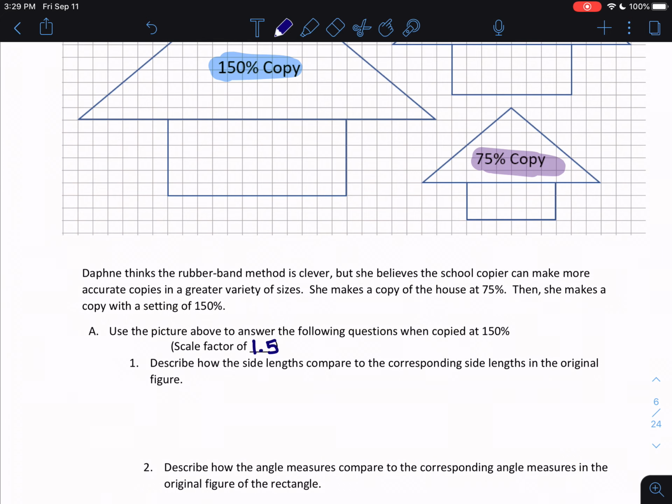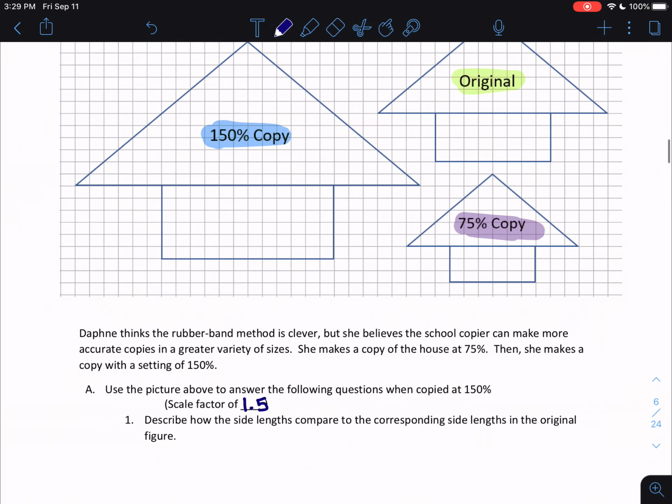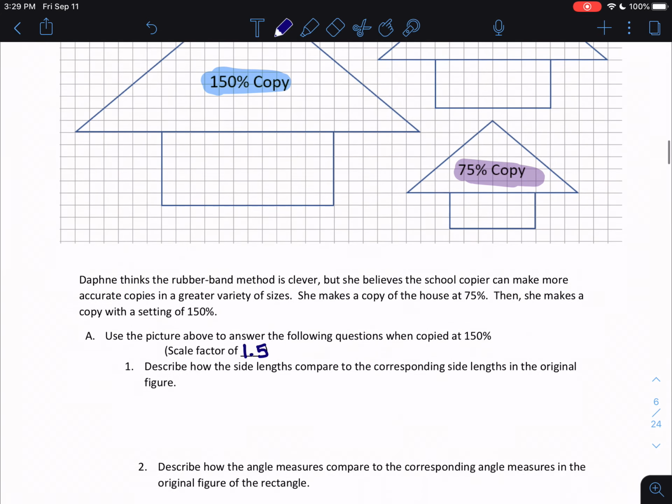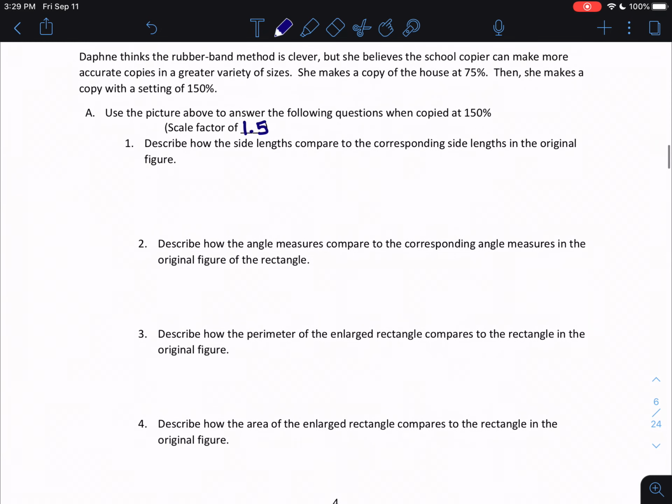Okay, so I want you to pause and answer the following four questions. Compare side lengths, compare angle measurements, compare perimeter. Remember, perimeter is when you add all the numbers together. And then also compare areas, and that's when you multiply your length times your width. So go ahead and pause and do that now.